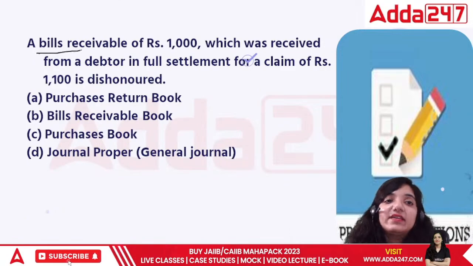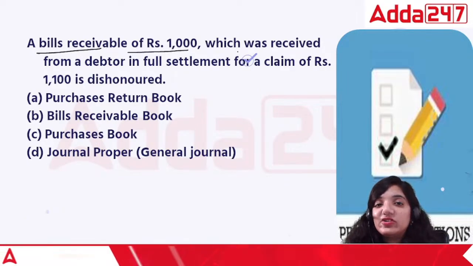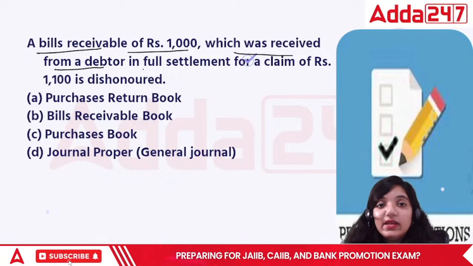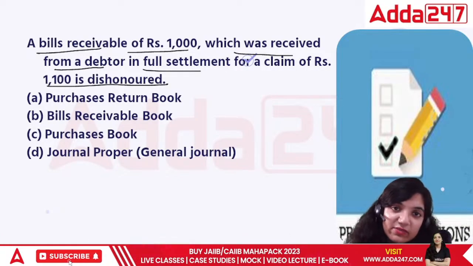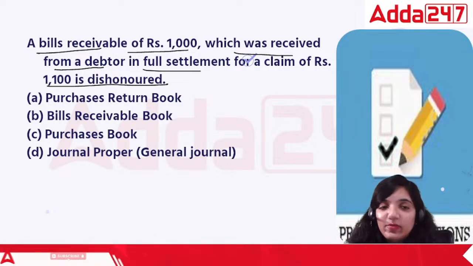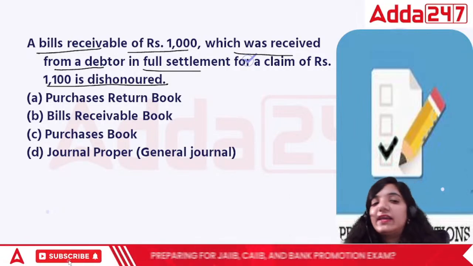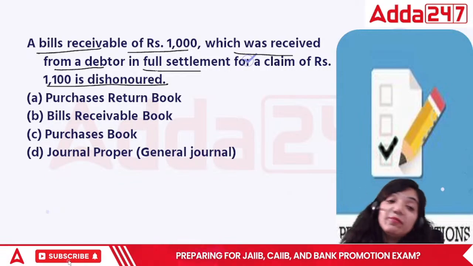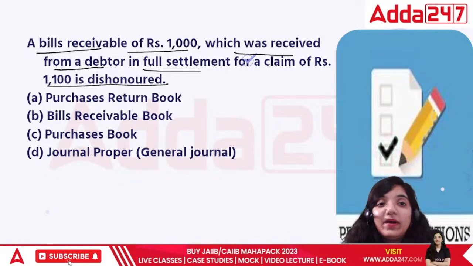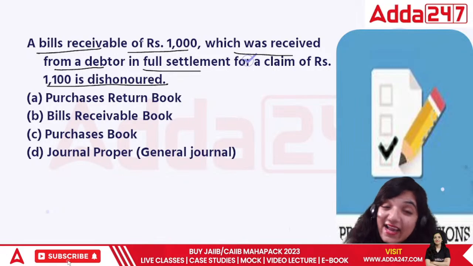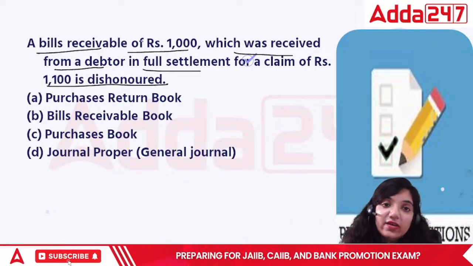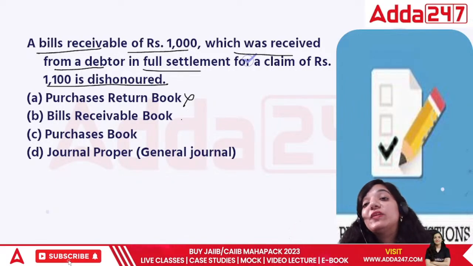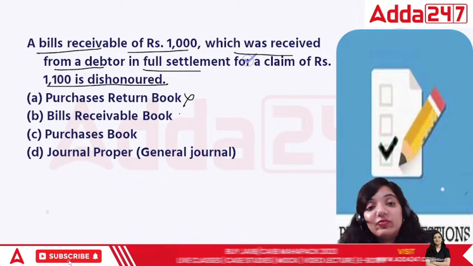A bill receivable of rupees 1000, which was received from a debtor in full settlement for a claim of 1100, is dishonored. Acha, basically I was supposed to get some money from a particular person and he said I cannot pay you. Technically this was related to money only, but I had a right to receive money. Now I have lost the right because the person says I cannot pay you, I'm sorry. So this is not purchase, agreed. This is not even bill receivable anymore. It was, but not anymore.